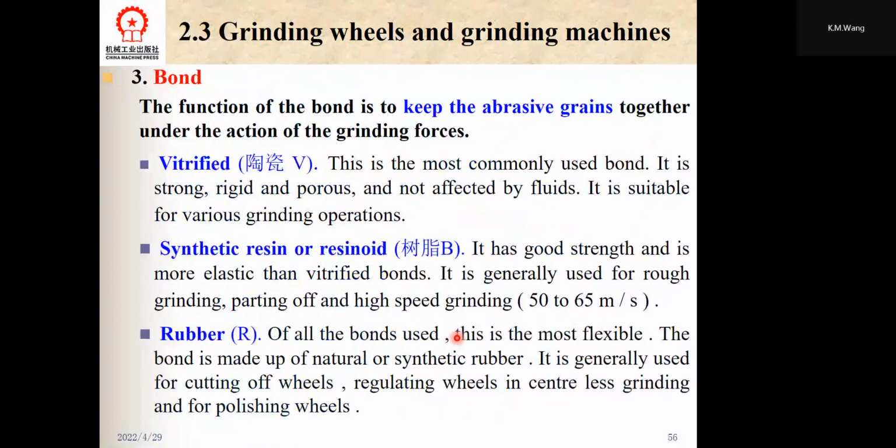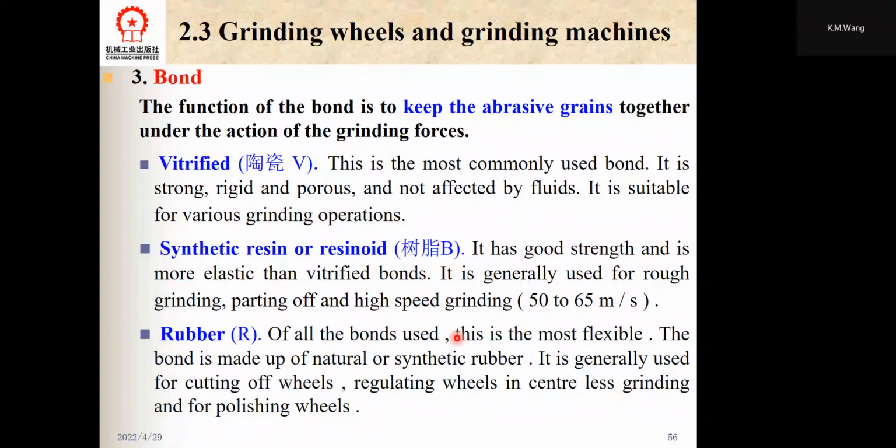And the third is bond. The function of the bond is to keep the abrasive grains together against the action of the grinding forces. The first is vitrified. This is the most commonly used bond. It is strong, rigid, and porous, and not affected by fluids. It is suitable for various grinding operations.